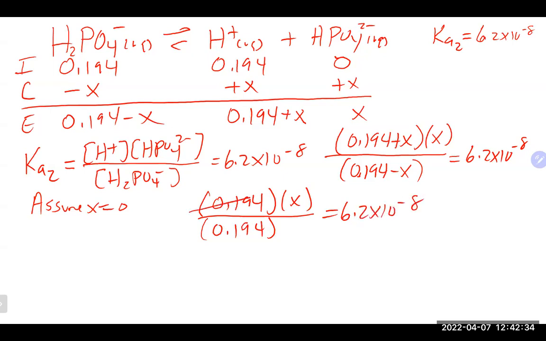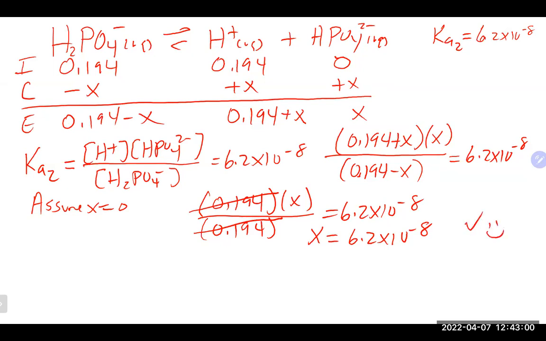I could do this math, I think. That cancels, and that will give me that x is equal to 6.2 times 10 to the minus 8 in this case. Any questions on that there? Do a little checking: divide that by 0.194, times it by 100, and you get 0.0003%. So you are good on the check here.